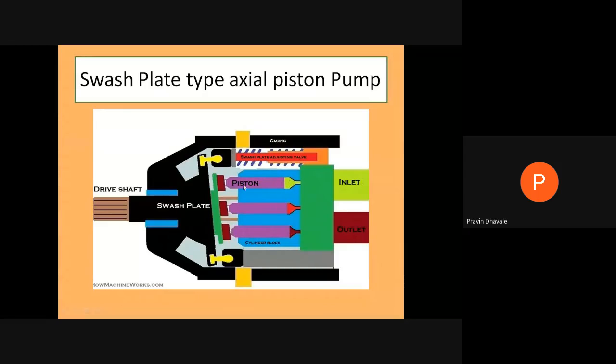The inlet will be stuck when this swash plate moves outward. At that time, suction will be created. Right? When this swash plate moves toward the right, at that time the piston moves forward in the cylinder block, so discharge takes place. So continuous motion takes place, and during the continuous motion, in part of the rotation there will be suction of the fluid, and in part of the rotation there will be discharge of the fluid. It takes place because of the inclination of the swash plate.